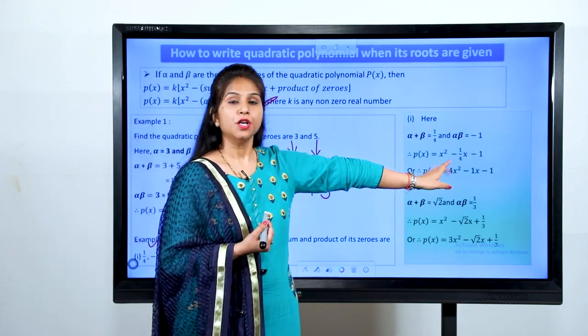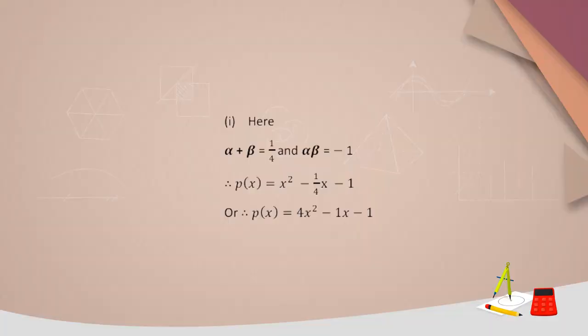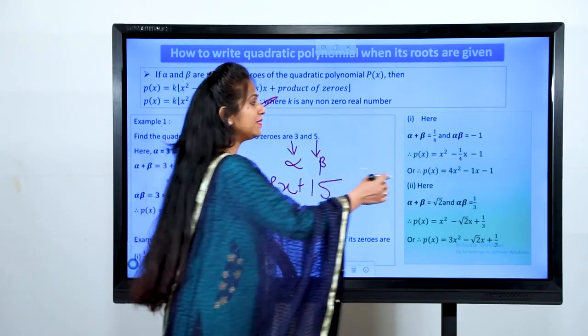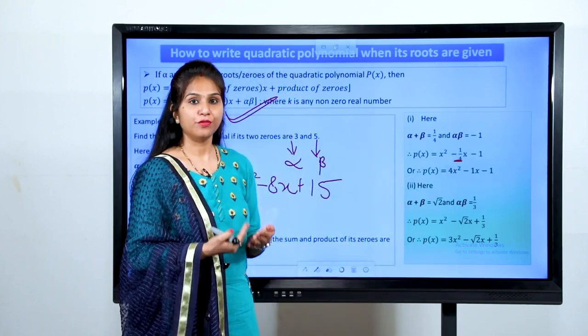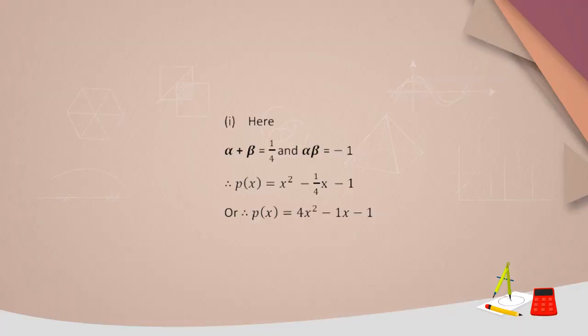So from here your quadratic polynomial will become p of x is equal to x square minus sum, that is 1 by 4x, minus the product, that is minus 1. And children, you can see this 4 is in the denominator. If you want, you can remove this 4 from the denominator by multiplying the whole polynomial by 4.